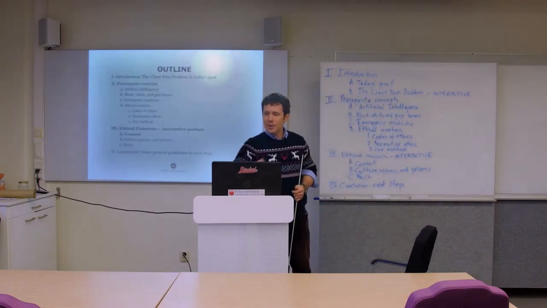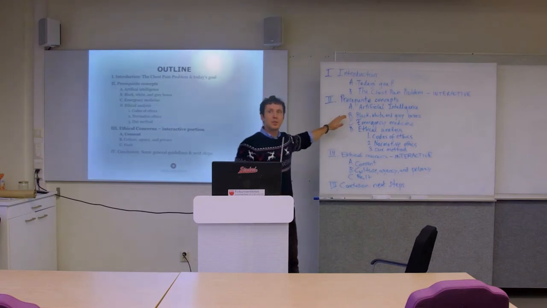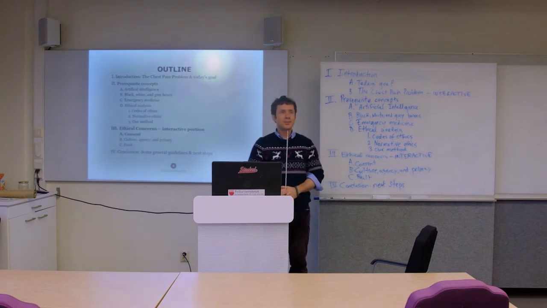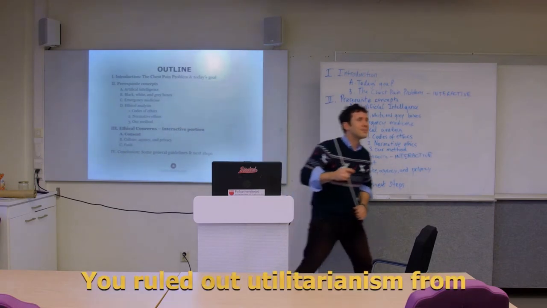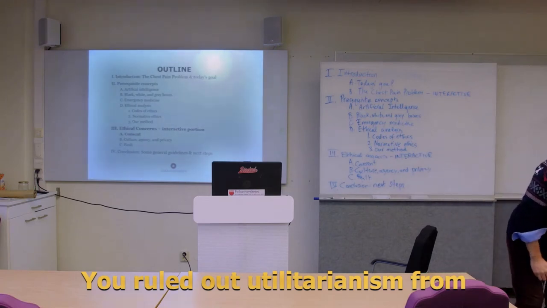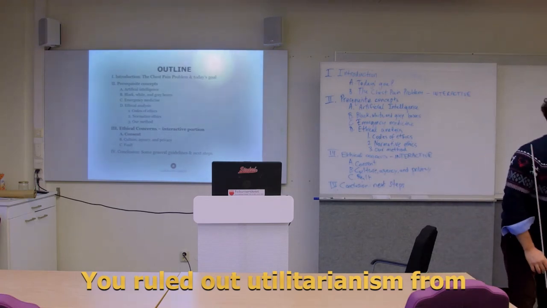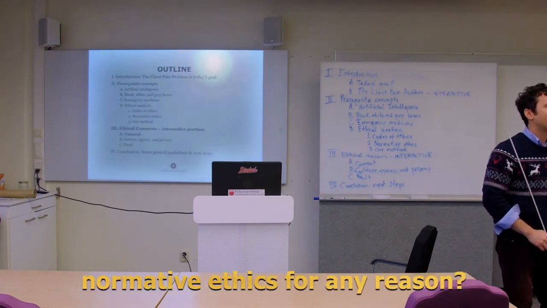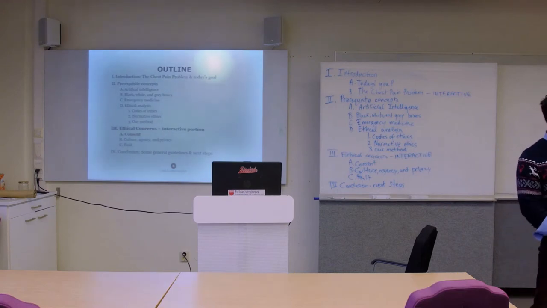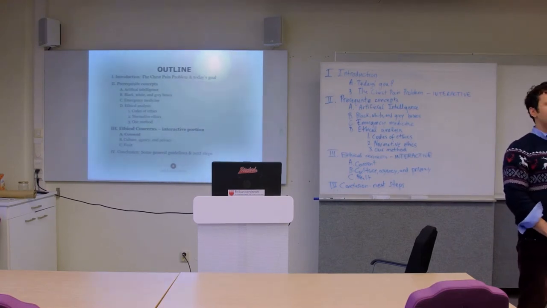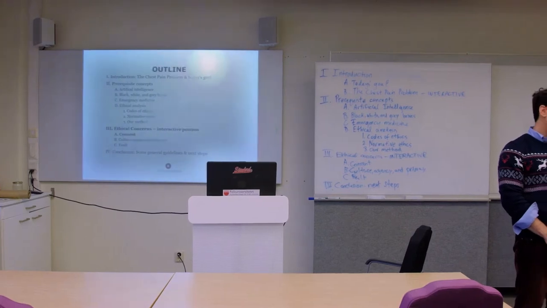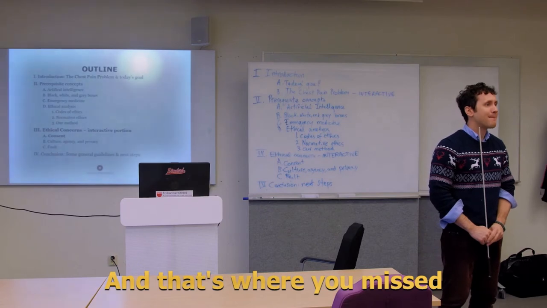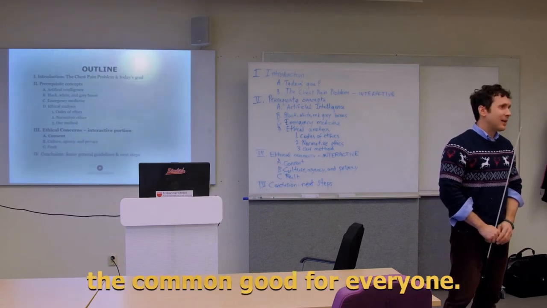All right, so I've gone through all our prerequisite concepts and given you some tools now for doing ethical analysis. Does anybody have any questions? Yeah. You rule out utilitarianism, from the normative ethics. By any reason? So I didn't rule out utilitarianism. Utilitarianism is a subset of theories inside consequentialism. Yeah. And that's where you miss the common good for everyone. So. Right, yeah.